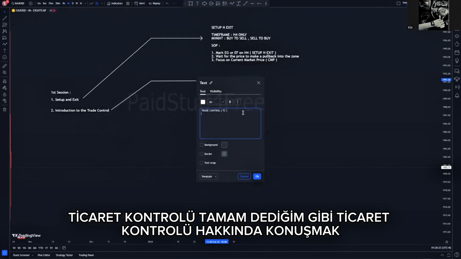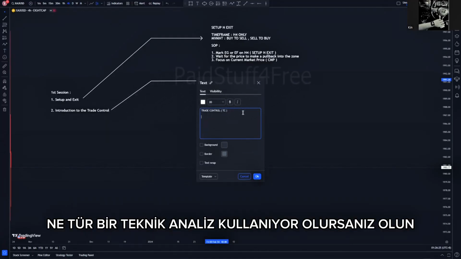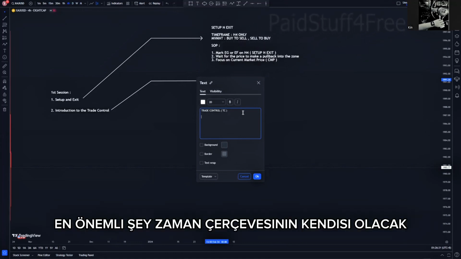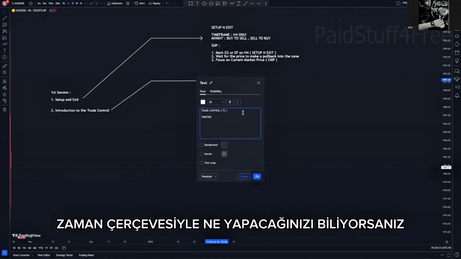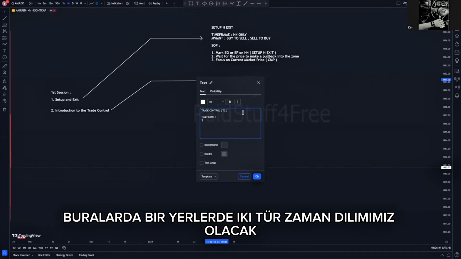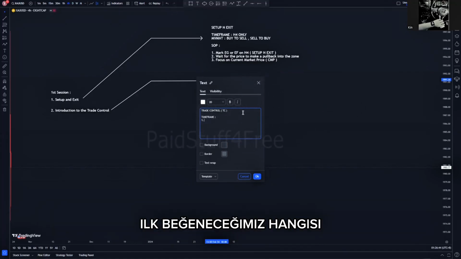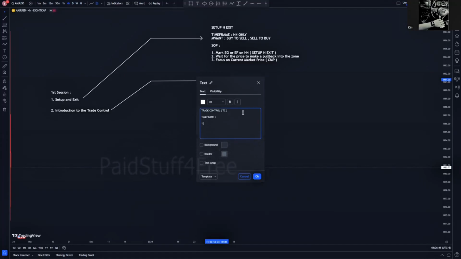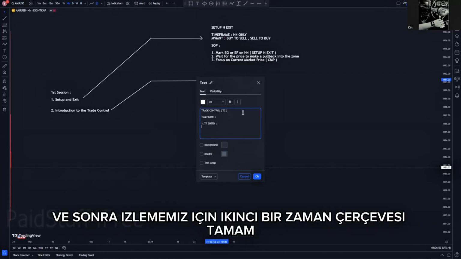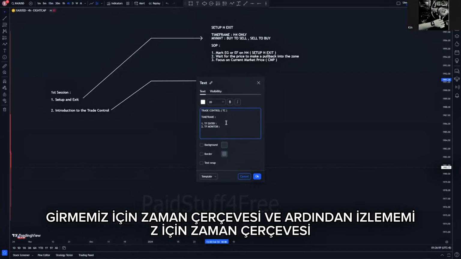Talking about the trade control, no matter what type of technical analysis you are using, the most important thing is going to be the time frame itself. If you know what to do with the time frame, everything is going to be good. We have two types of time frames: the time frame for us to entry, and the time frame for us to monitor.